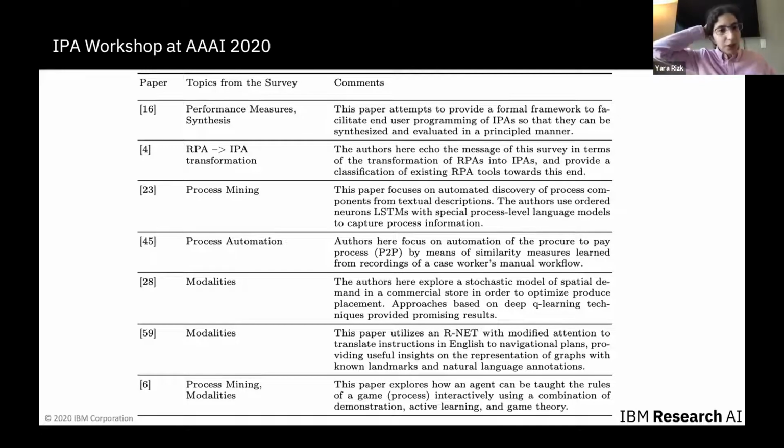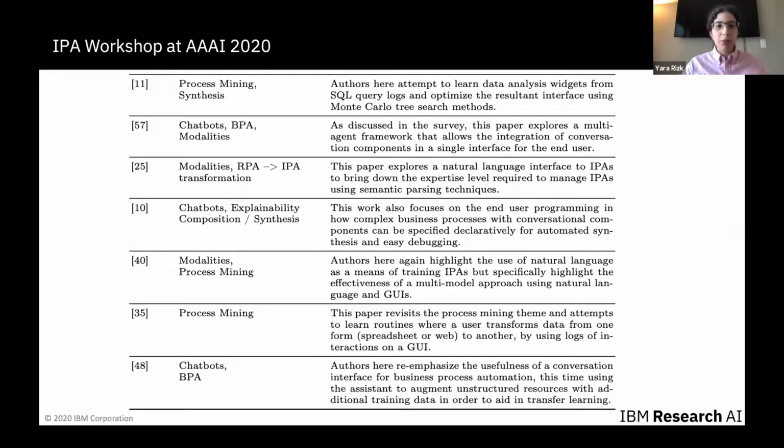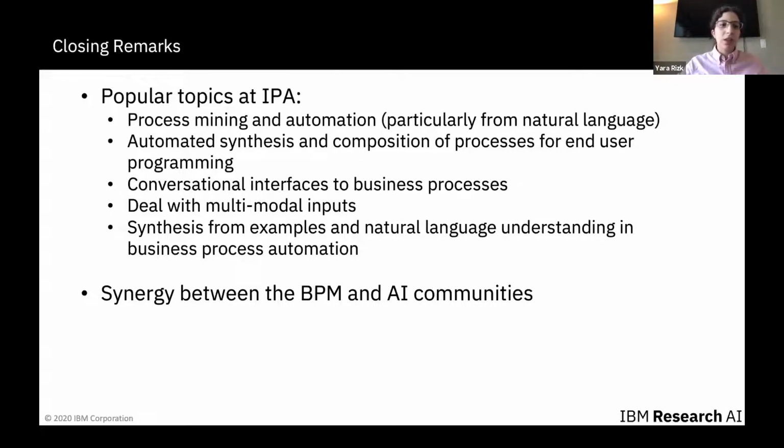A few months ago, when travel was still a thing, there was an IPA intelligent process automation workshop that happened at AAAI. I will not go through the list of all of the papers that were published there, but the main takeaway was that there were a lot of popular topics that emerged, such as process mining and automation, especially from natural language, introducing conversational interfaces, dealing with multimodal inputs, a lot of these problems that we already touched on. So the point is that we need a better synergy between the BPM and AI communities to leverage the strengths of both.